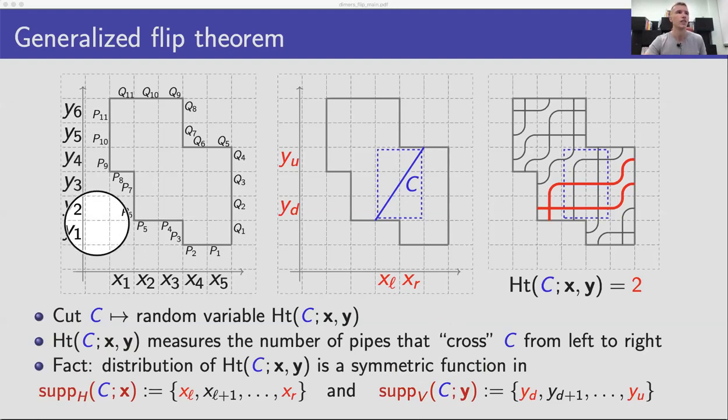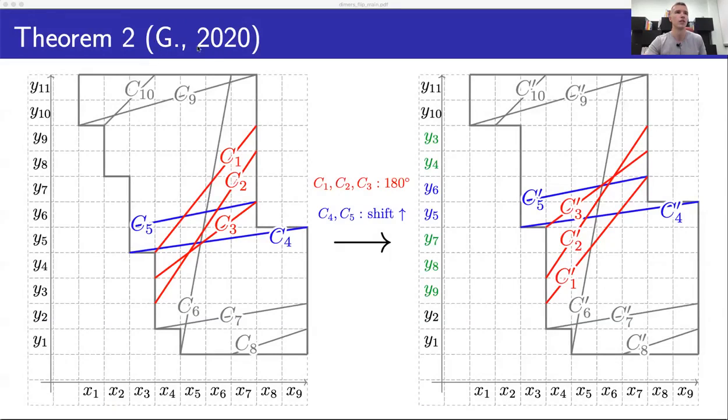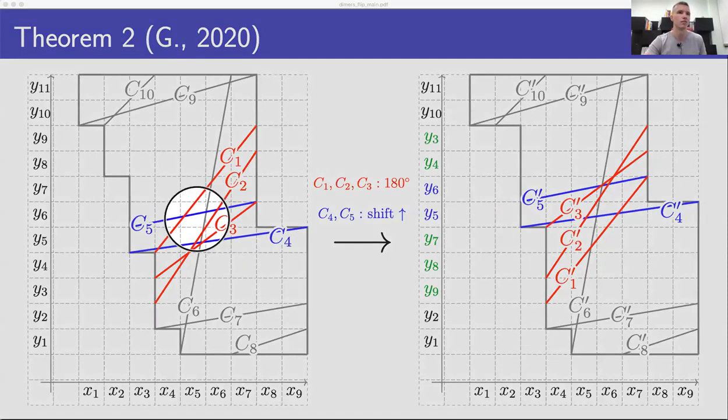Now, let me state the generalized flip theorem. First, here is a picture that is not yet the statement of the theorem, and I'm actually going to return to this picture later. But here's what's going to happen. Here I have ten different cuts. And on the right, I have ten other cuts. And then I have some transformation which moves these cuts around, and also it permutes the y variables and the x variables in some way. And also it changes the domain a little bit. So you can see that the domains are actually different.